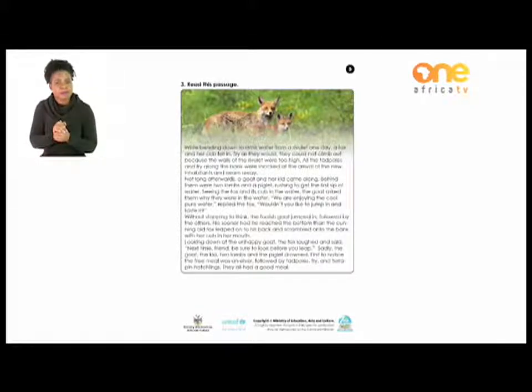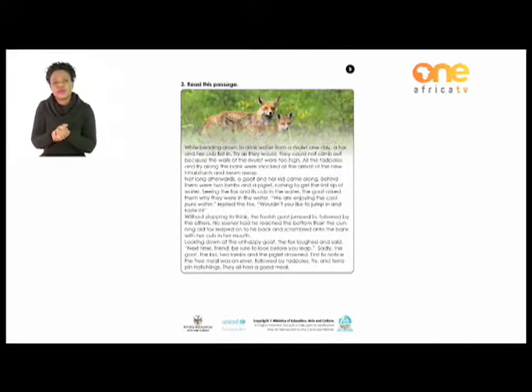Without stopping to think, the foolish goat jumped in, followed by the others. No sooner had he reached the bottom than the cunning old fox leaped onto his back and scrambled onto the bank with her cub in her mouth. Looking down at the unhappy goat, the fox laughed and said, "Next time, friend, be sure to look before you leap." Sadly, the goat, the kid, 2 lambs, and the piglet drowned. First to notice the free meal was an elver, followed by tadpoles, fry, and terrapin hatchlings. They all had a good meal.